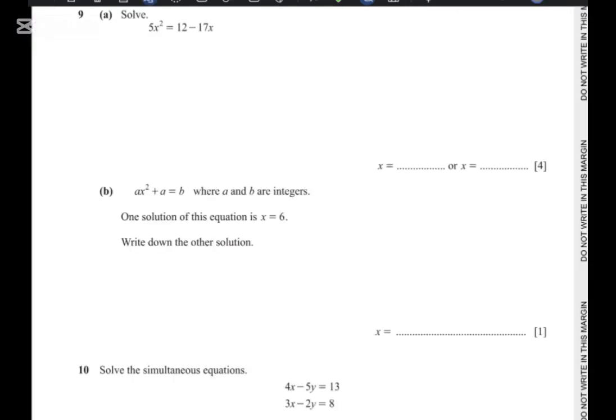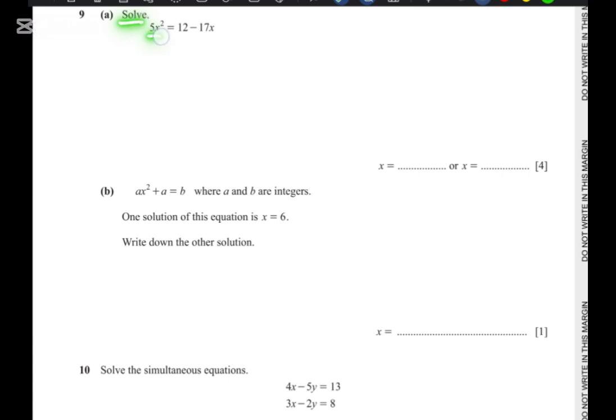Question number 9a. Solve 5x squared is equal to 12 minus 17x. Now for solving for x, you have to understand that it's a quadratic equation. Bring the two terms on the right hand side to the left hand side: 5x squared as it is, 12 becomes minus 12, minus 17x becomes plus 17x is equal to 0. Now write the equation in the standard form: x squared term, x term and constant one by one.